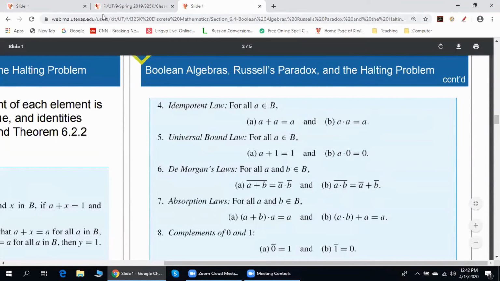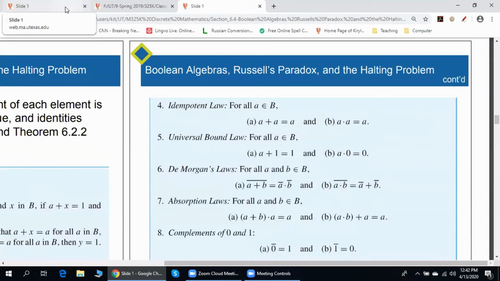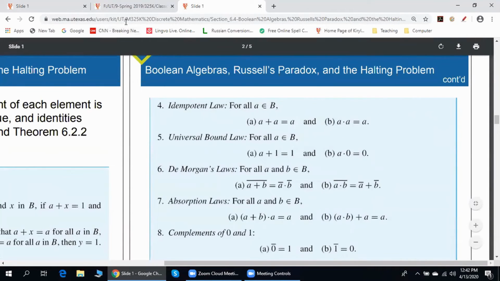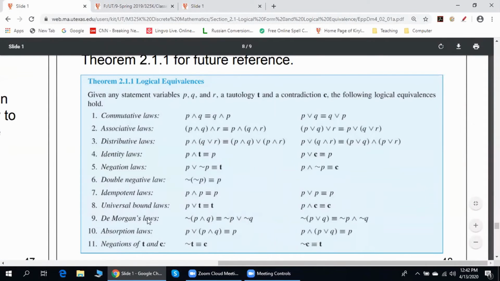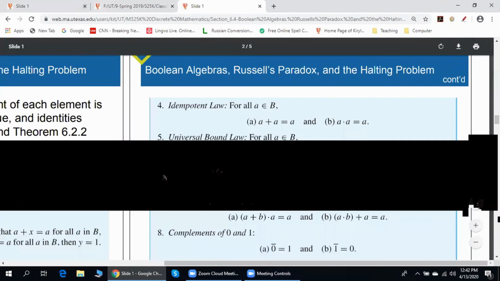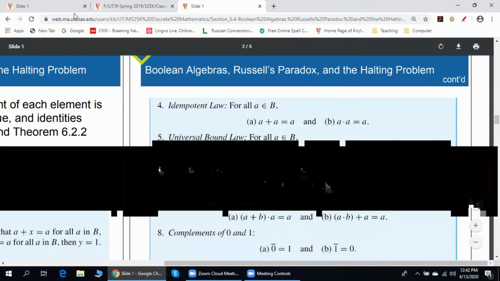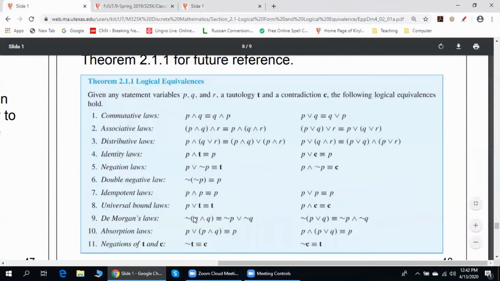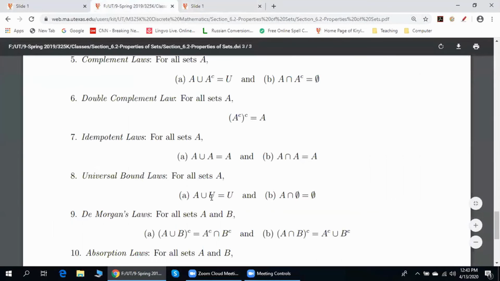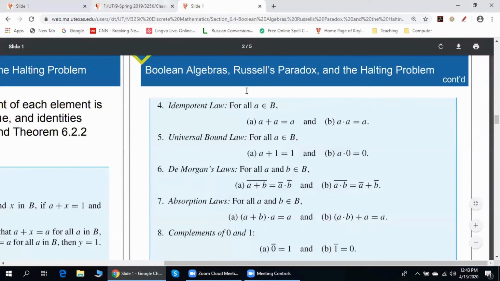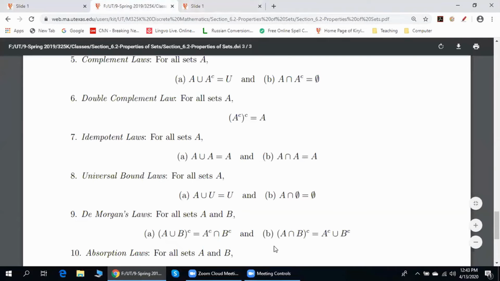In the language of logic, 6a corresponds to 9b, and 6b corresponds to 9a. If you compare this with set identities, 6a corresponds to 9a, and 6b corresponds to 9b.